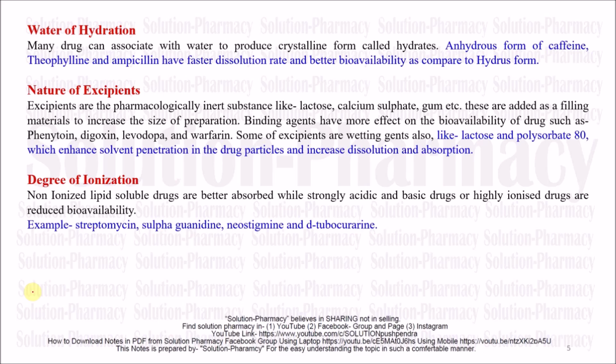This is an important parameter. Now coming to the next one, that is water of hydration. Many drugs can associate with water to produce a crystalline form called a hydrate. If the drug interacts with water to produce a crystalline form, it will require more energy to dissolve, so that may affect bioavailability. That is why the anhydrous forms of caffeine, theophylline and ampicillin have a faster dissolution rate and better bioavailability as compared to the hydrous forms, because they are not forming a crystal formation.